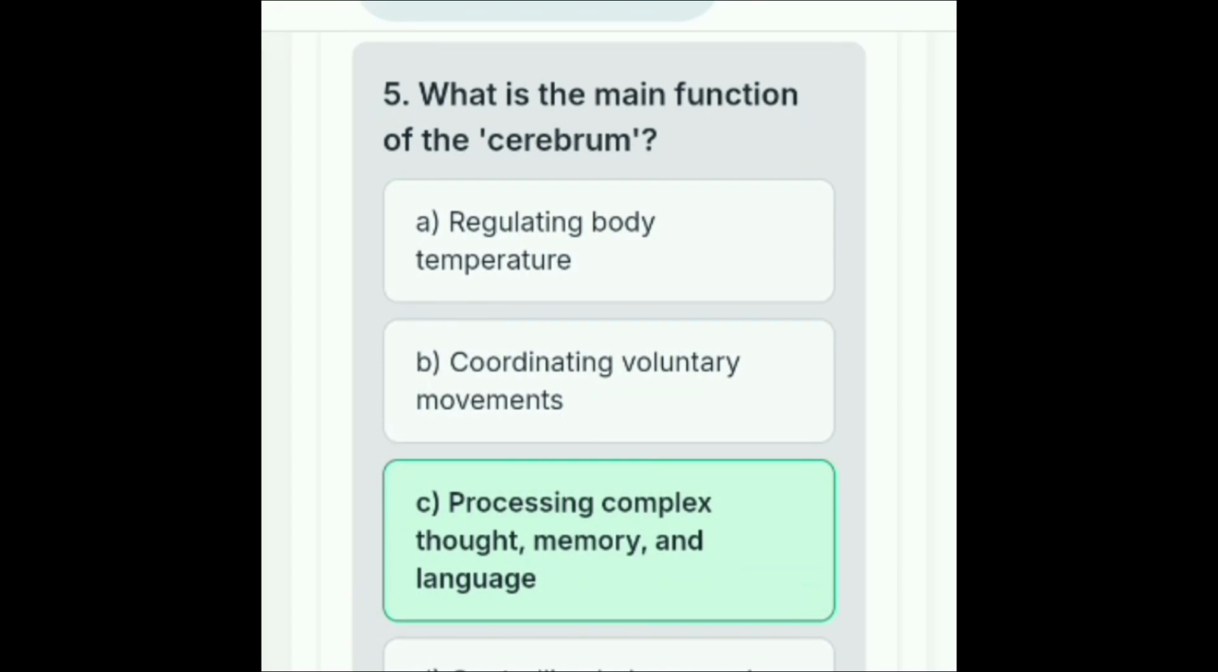What is the main function of the cerebrum? Option A, regulating body temperature. Option B, coordinating voluntary movements. Option C, processing complex thought, memory, and language. Option D, controlling balance and posture. So C is correct.